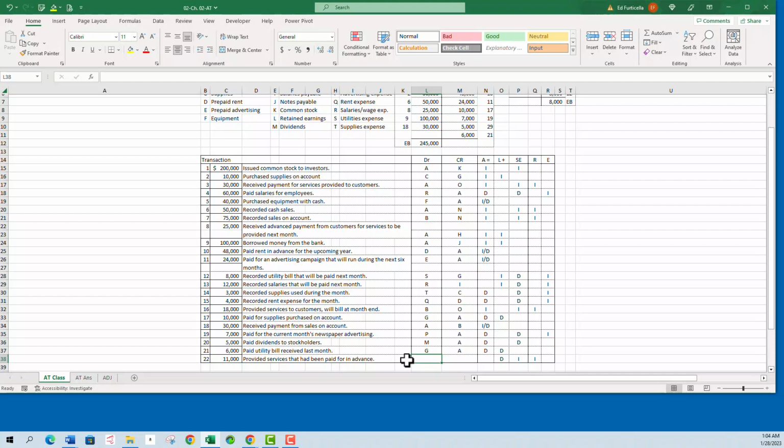So we're going to debit deferred revenue, which is H in this case, and we're going to recognize the fact that we earned the revenue. So we're going to credit O, service revenue. In the accounting equation, we're going to show a decrease in our liability because we don't owe them anymore for the service. And we're going to show an increase in stockholders' equity because revenues always increase stockholders' equity.